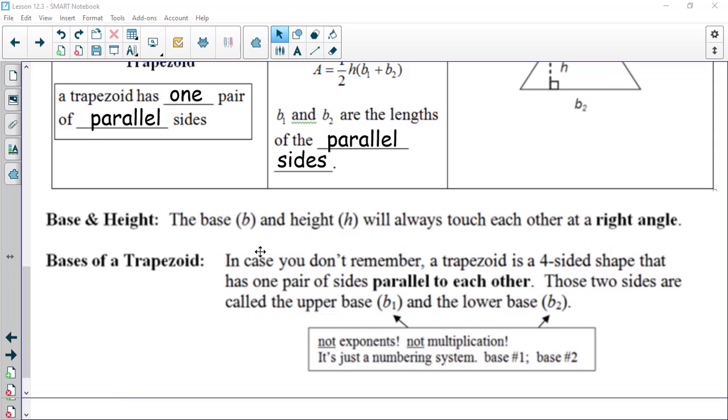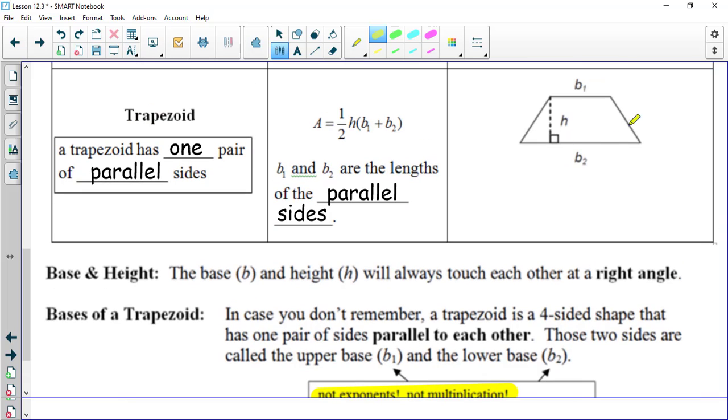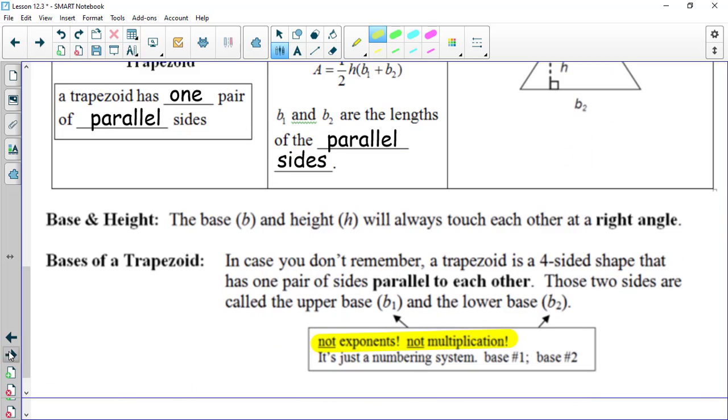And then the bases of a trapezoid. In case you don't remember, a trapezoid is a four-sided shape that has one pair of sides that are parallel to each other. Those two sides that are parallel are called the upper base, B sub 1, and the lower base, B sub 2. Again, those are going to be the lengths of the parallel sides. I want to stress here that the little numbers below those B's are not exponents, and it's not multiplication. It's just a way of numbering our two bases as base 1 and base 2, since we have a pair of parallel sides.